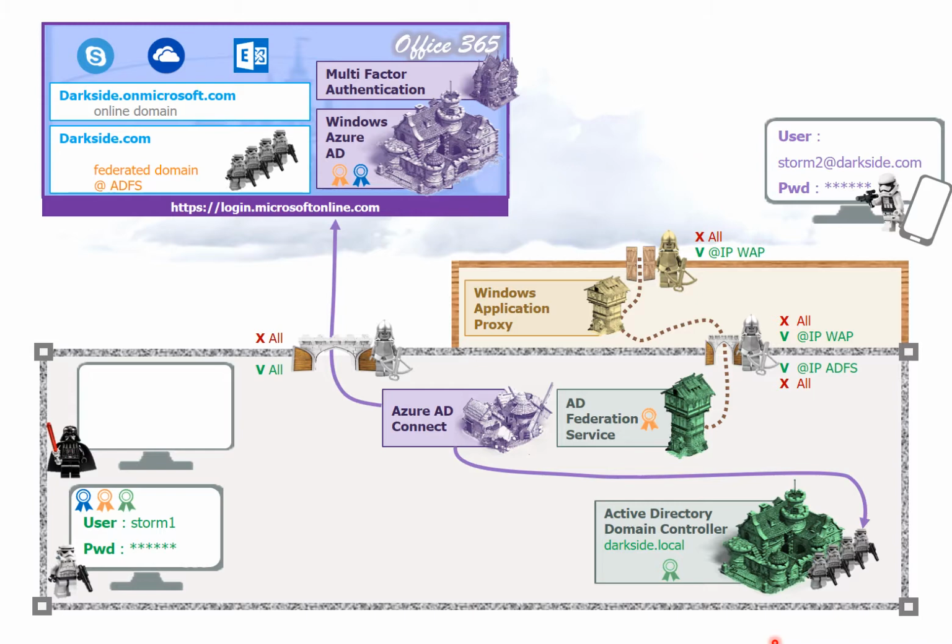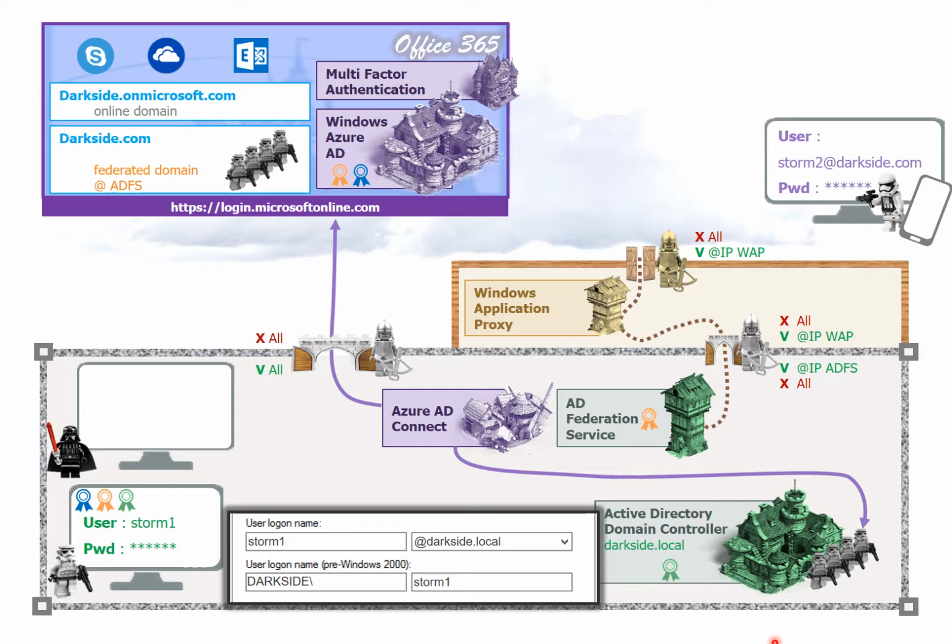For that you have to open your Active Directory Administration console. You connect to a domain controller, launch the AD Admin console application, and if you focus on the user you will see something like that. So a user login name storm1@darkside.local and a user login name pre-Windows 2000 darkside/storm1. That may seem a little strange to you because you are used to the second one, the login pre-Windows 2000. Why is it that Microsoft is pretending you are using the first one?